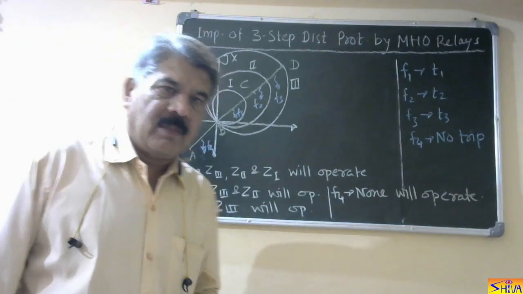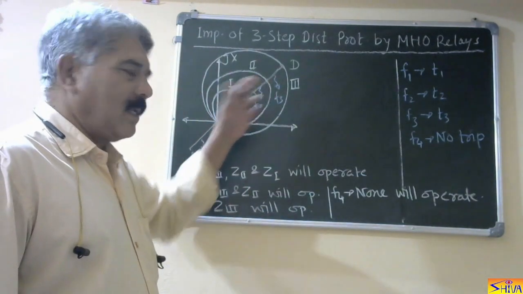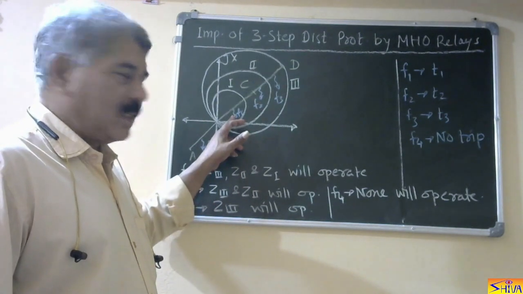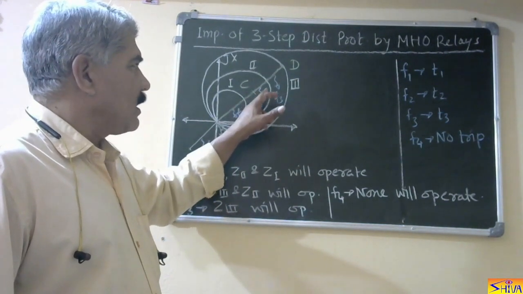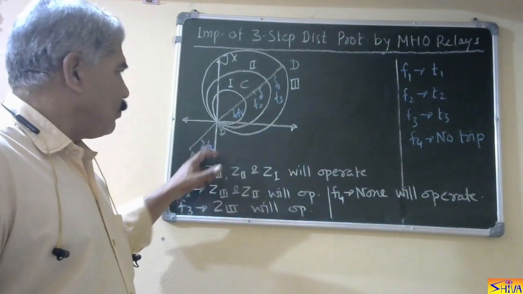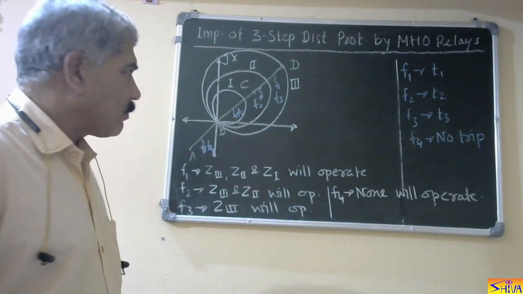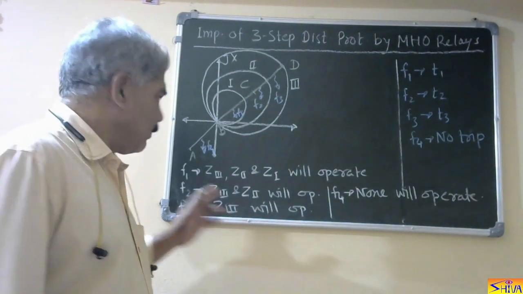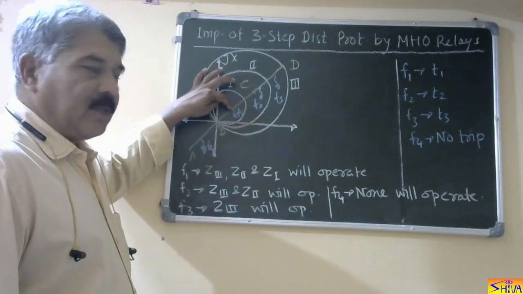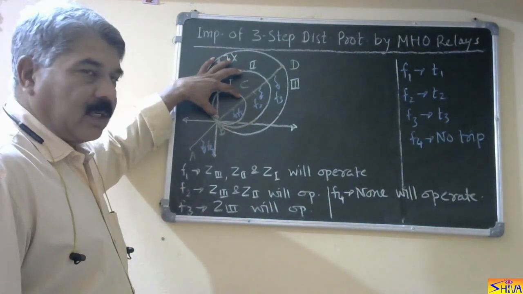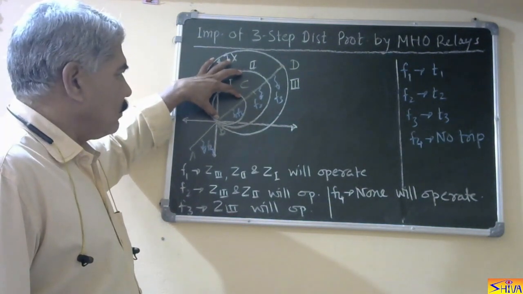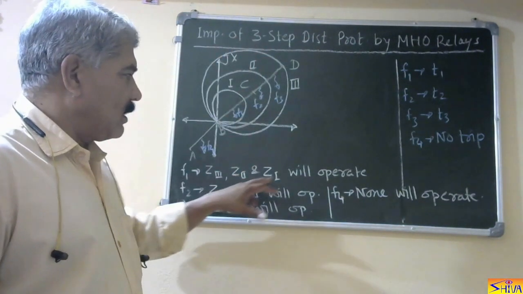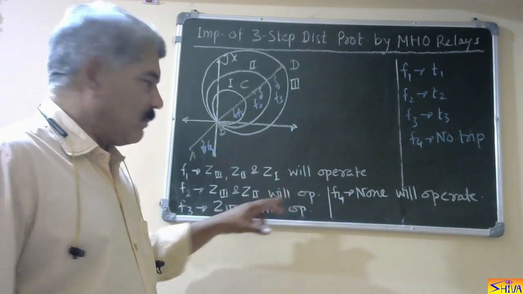After that, we locate the faults in the same RX diagram. F1 is the fault in the first region, F2 in the second step, and F3 in the third step, and F4 is the fault in section AB. Now let us see which elements will operate for which fault. Fault F1. Now if you observe fault F1, it is coming in the positive torque region or operating region of first element, second element as well as third element. So all these three elements will operate for fault F1.